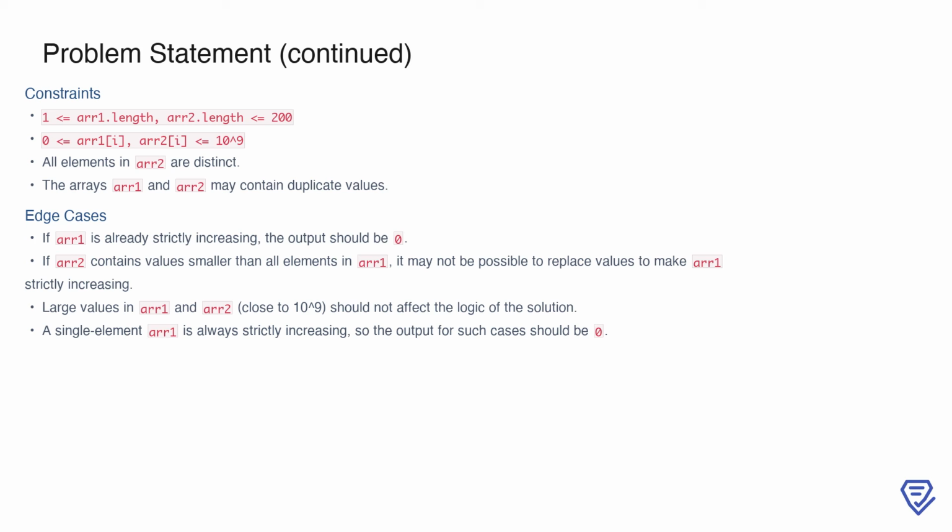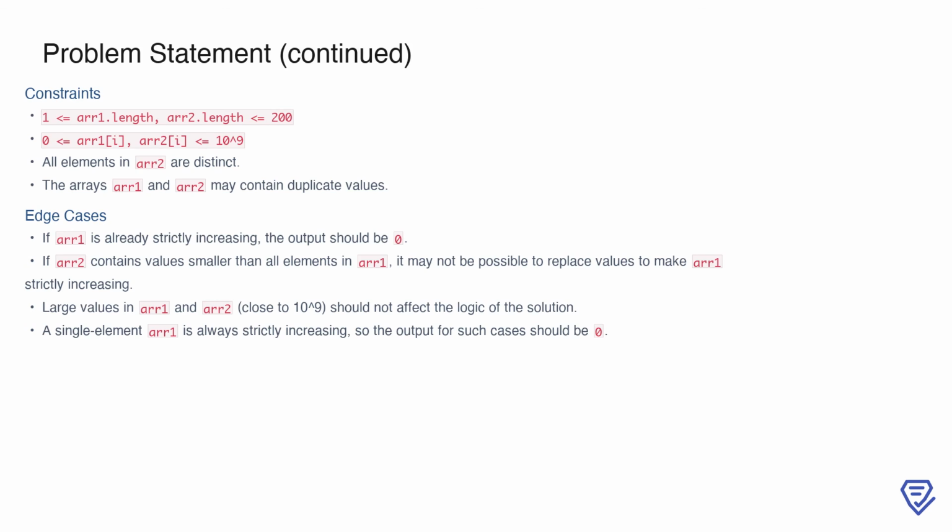For edge cases, note that if arr1 is already strictly increasing, the output should be 0, as no operations are needed. Similarly, if arr2 contains only values smaller than all elements in arr1, it may be impossible to create a strictly increasing sequence, resulting in an output of -1. For very large values in the arrays, the solution logic should remain unaffected. Finally, when arr1 contains only one element, it is always strictly increasing, so the output in such cases will always be 0.